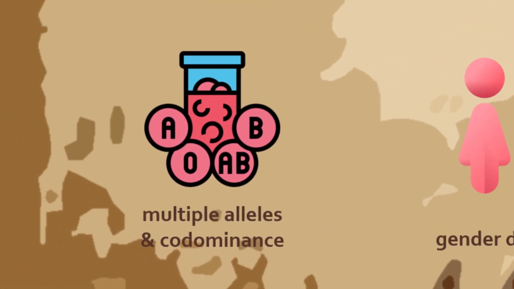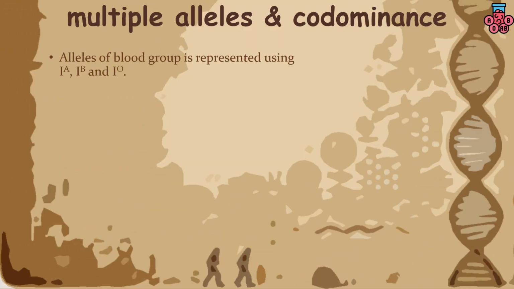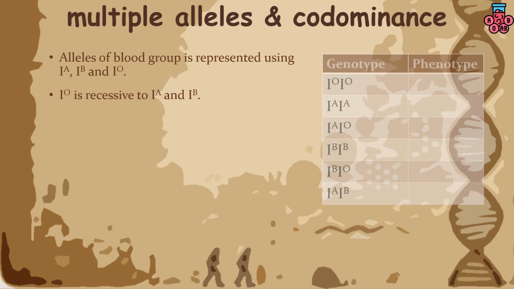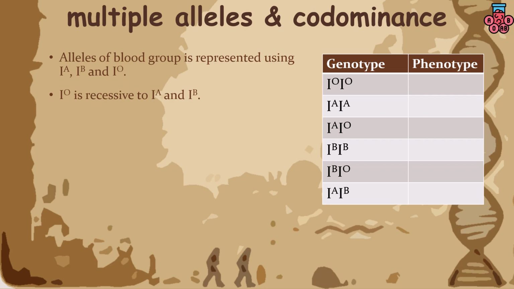We will also cover codominance. In the case of blood groups, instead of using a small or big letter to represent the alleles, we use I followed by a superscript of either A, B, or O. So please remember to use this format to represent alleles for blood groups. The O allele is recessive to the A and B alleles. This is because the A and B alleles produce their respective antigens on the surface of red blood cells. Because of the multiple alleles, this leads us to 6 possible genotypes.